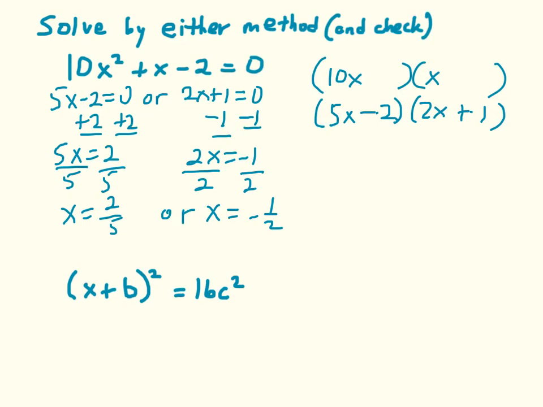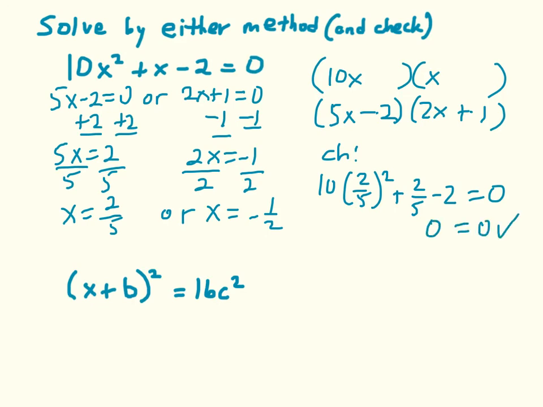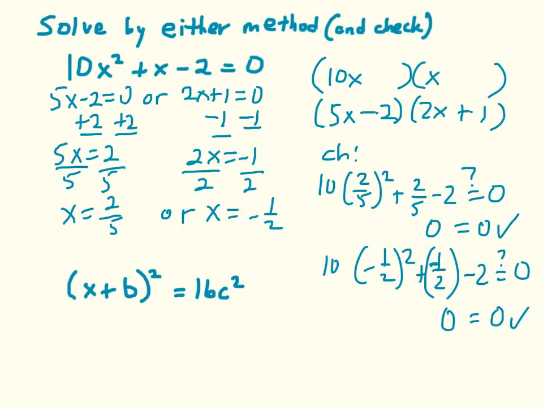And so then I'll check both of these real quick. I got 10 times 2/5 squared plus 2/5 minus 2. Does that all equal 0? You're welcome to use your calculator on that, but I'm fairly sure those are right. So let's go with that, but check it with your calculator. And then I'd go 10 times negative 1/2 squared plus negative 1/2 minus 2. Does that equal 0? I think you'll find that also works when you check it with your calculator. So those are good solutions.